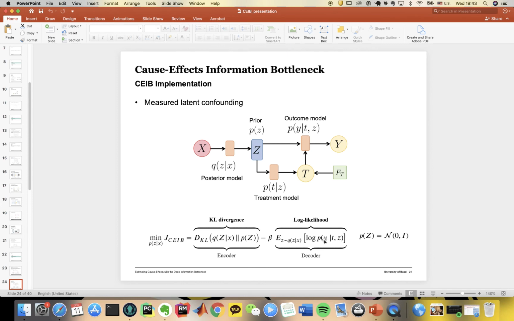So that's how I implement this model. For the encoder part, we can use the normal distribution to model the posterior, and for the prior, I set it to be 20 dimensions, which we know follows the normal distribution. The decoder part is kind of tricky, because first we need the treatment model, and we use the Bernoulli distribution here.